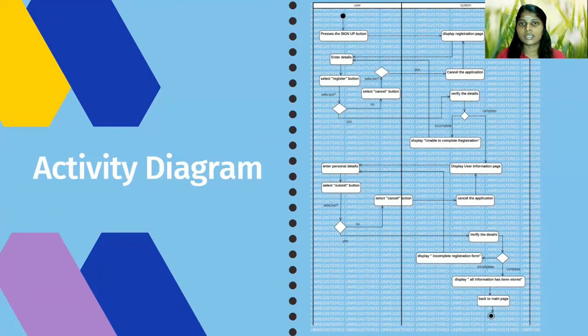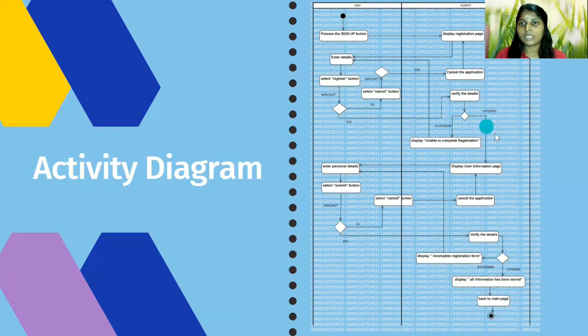The user will enter their details and then select yes. If the user selects cancel, the system will cancel the application and go back to the display registration page. After verifying the details, if the details are incomplete, the system will display unable to complete registration.